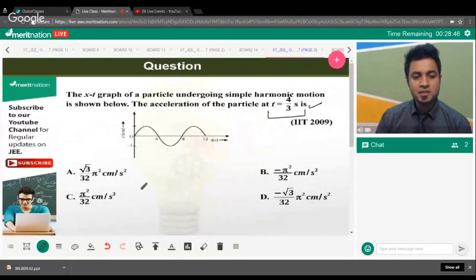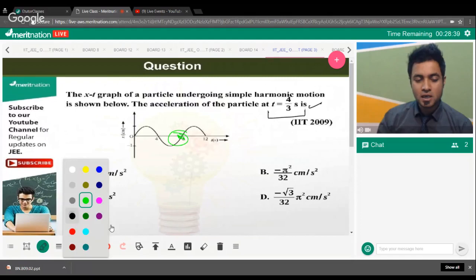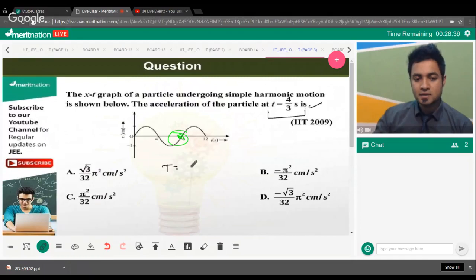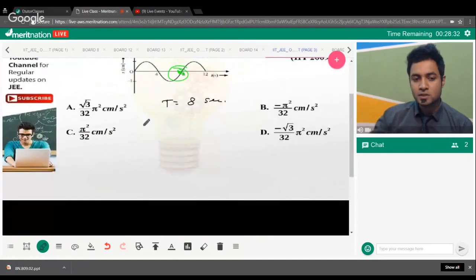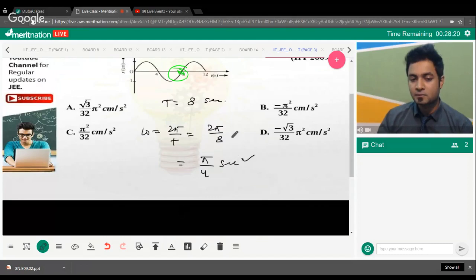Okay, so guys, you can see here what would be the time period. It is coming out to be 8, right? So t is given as 8 seconds. So what would be the frequency, or you can say what would be the omega, that is 2 pi upon T. That is coming out to be 2 pi upon 8, coming out to be pi by 4 per second, isn't it? Right? It is coming out to be pi by 4 per second omega.